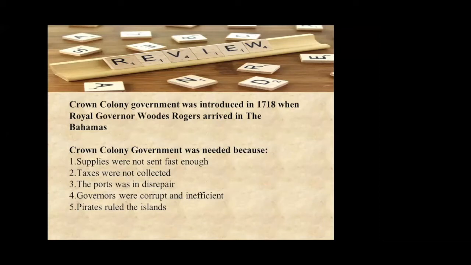1, supplies were not sent fast enough. 2, taxes were not collected. 3, the port was in disrepair. 4, governors were corrupt and inefficient. And 5, pirates ruled the islands.